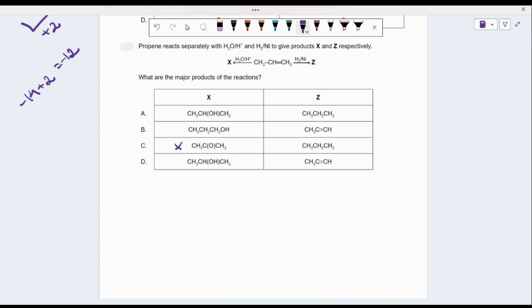So it can't be C. Now Z, following the conditions, will be an alkane. Definitely not forming any triple bonds. Even if you don't know what this reaction is here, you know that you can't be forming any triple bonds. And you know it can't be C, so that leaves you with A anyway. But I would highly recommend you look over those 5 reactions and memorize them.